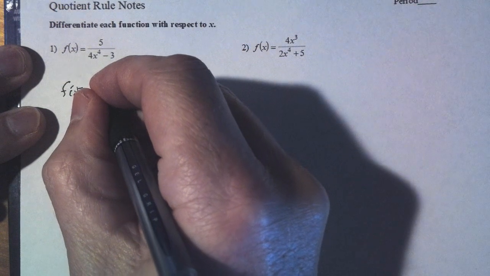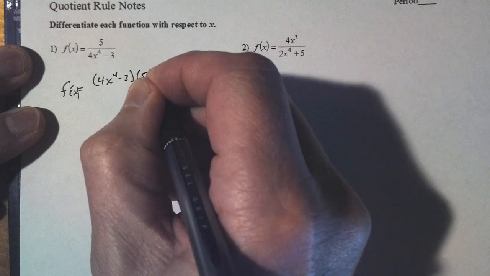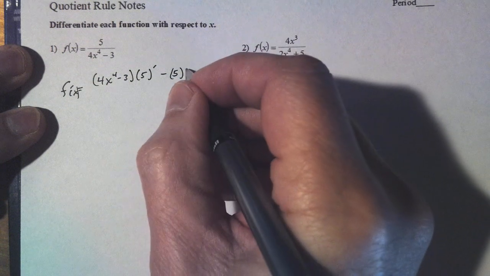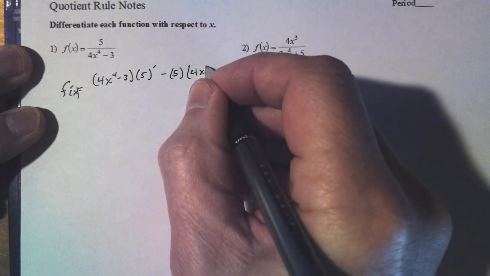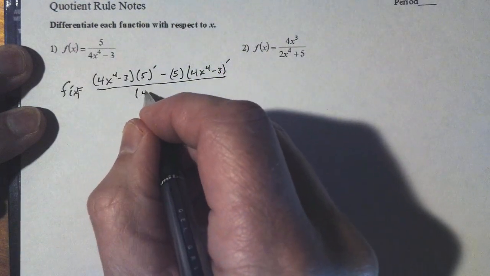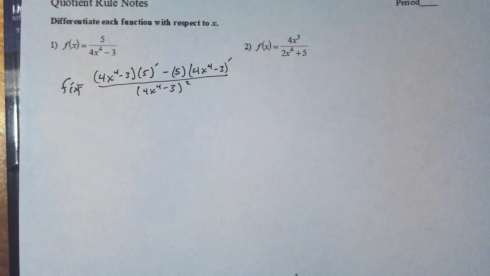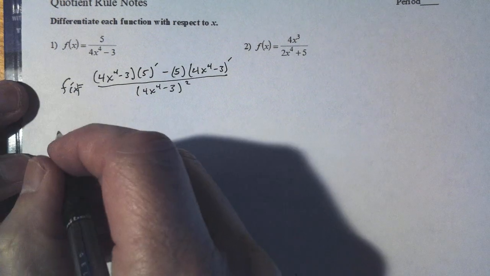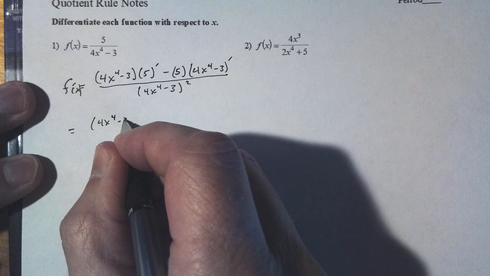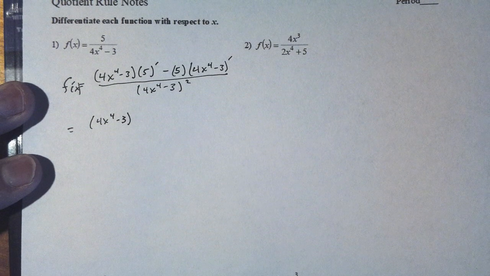So it's going to be low d high minus high d low over the square of the thing below. Now normally I would just jump to this second step where I would say, well, it's low 4x to the 4th minus 3, d high, and we'll forget this from time to time, but the derivative of a constant is 0.